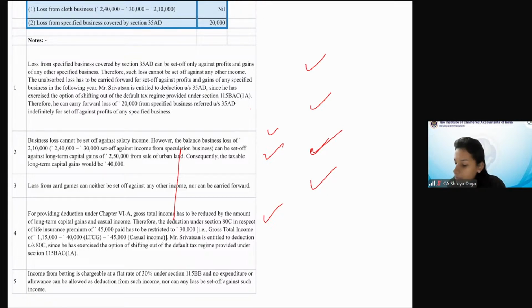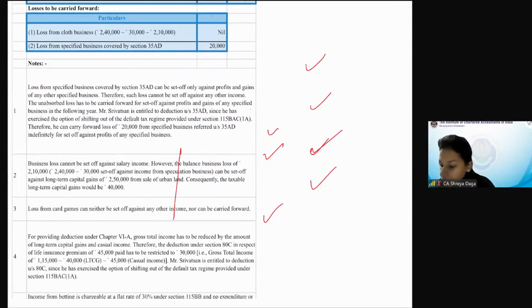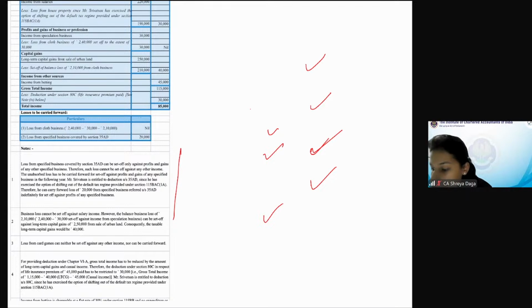So deduction in respect of life insurance premium of 45,000 has to be limited to 30,000, because after all kinds of set off, we had LTCG of 40,000 and casual income of 45,000. So to the extent of 85,000 at least, you could not have used deductions. When you study deductions under Chapter 6A, you will get this point. To the extent of these two types of specific income, long-term capital gain and income from betting or casual income, you could not have used deductions under Chapter 6A. Those incomes, 40 plus 45, 85,000, will still be included in total income.